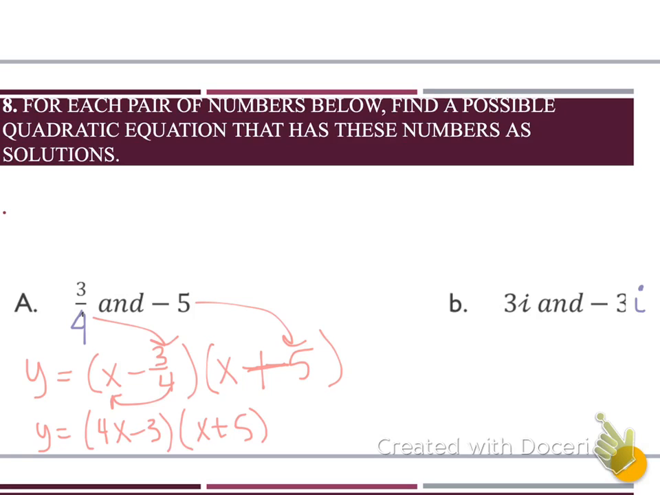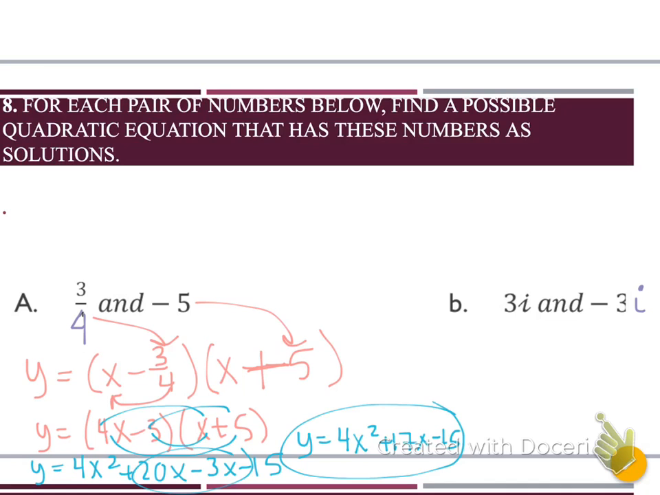Okay, to solve this, I want it in standard form, so we're just going to FOIL this or box it up, depending on which one you like best. So 4 times x gets me 4x squared. My outside gets me 20x. My inside gets me negative 3x, and my last gets me negative 15. Combine my inner terms, so the answer I'm going to be looking for is 17x in there, minus. So always put the minus sign, plop them in.